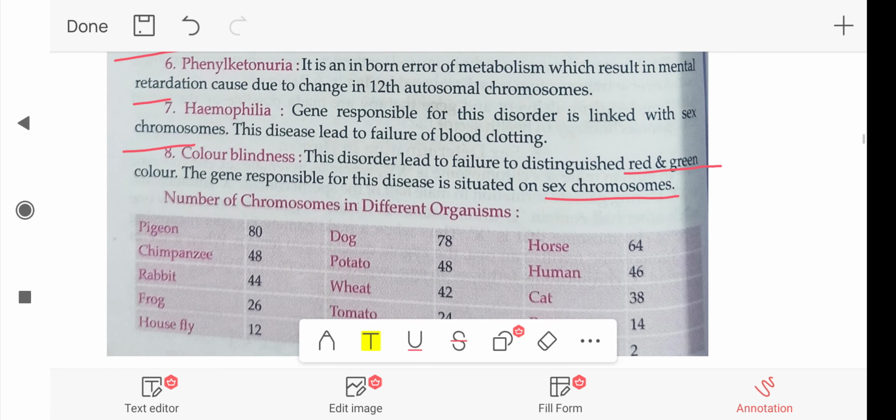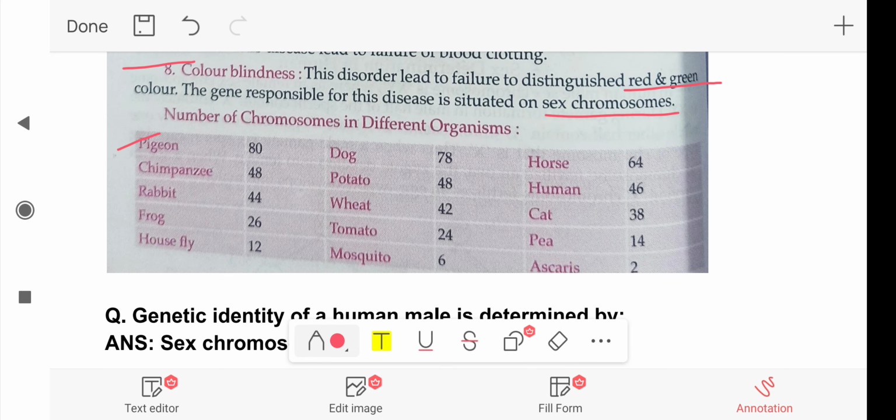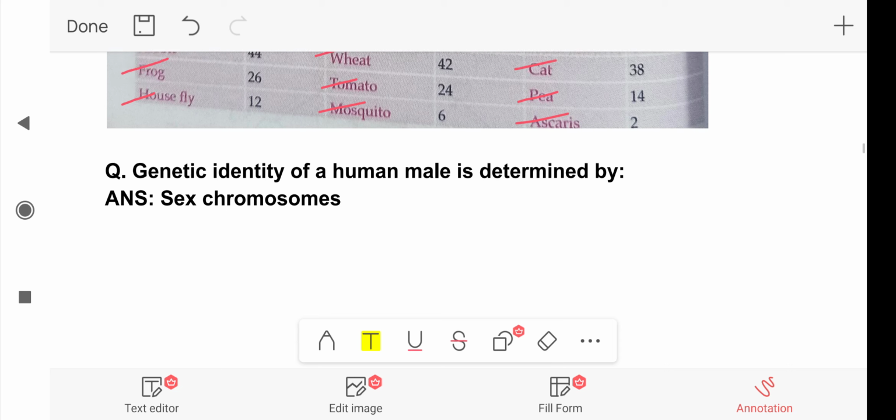Now we'll see the number of chromosomes in different organisms. So a pigeon has 80 chromosomes, chimpanzee 48, rabbit 44, frog 26, housefly 12, dog 78, potato 48, wheat 42, tomato 24, mosquito 6, horse 64, human 46, cat 38, pea 14, and ascaris 2. Now we'll see questions based on it.